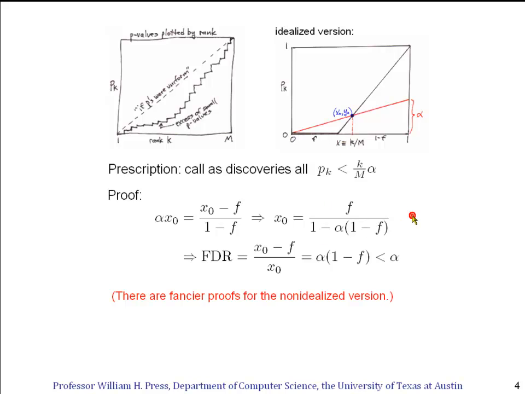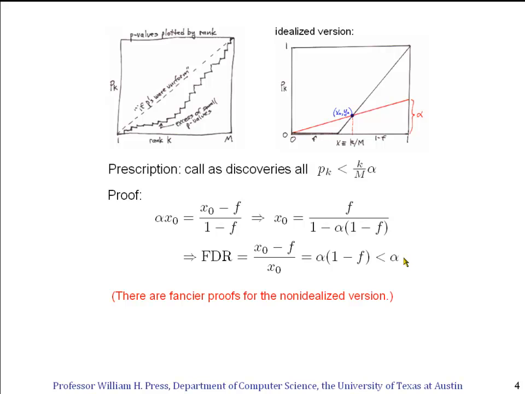We have a formula for x0, and if you substitute that into this expression for false discovery rate and do a little arithmetic, it comes out exactly alpha times 1 minus f. And f is a positive number, so this is always less than alpha. And what have we learned? We've learned that if you do this prescription, your false discovery rate is guaranteed to be less than the threshold alpha that you've chosen in advance, perhaps a number like 5%.